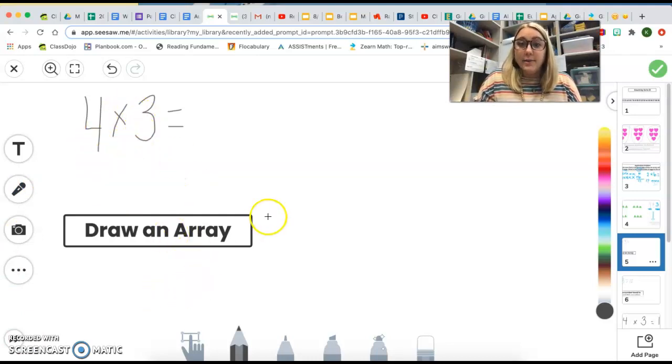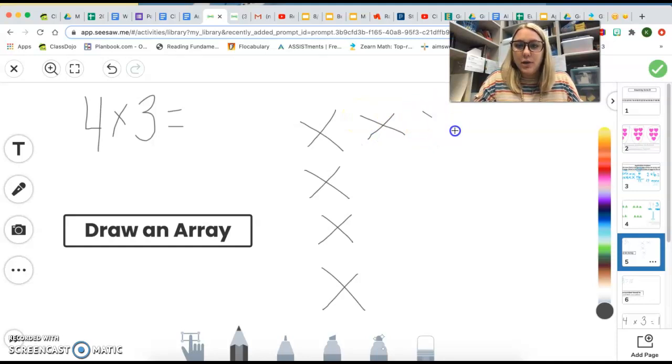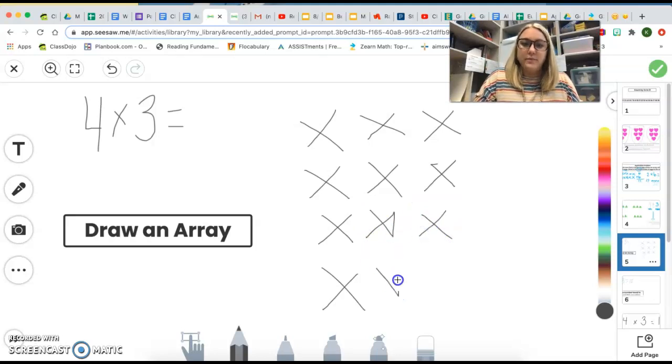Okay, so we're going to draw an array. So we have 4 groups of 3. So we're going to draw an array with 4 rows. So 1, 2, 3, 4. And I'm going to have 3 in each row. So I already have 1 drawn. 2, 3. 1, 2, 3. 1, 2, 3. 1, 2, 3. So now I have an array. I have 4 rows with 3 in each row, which is the same as having 4 groups of 3.